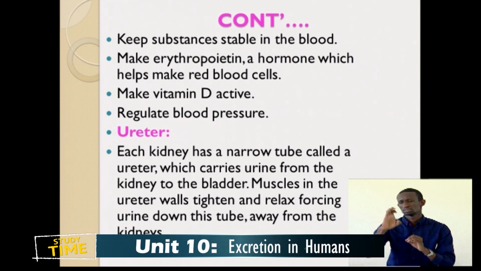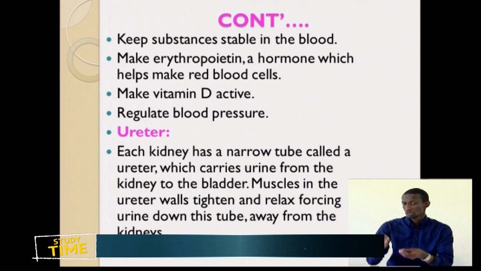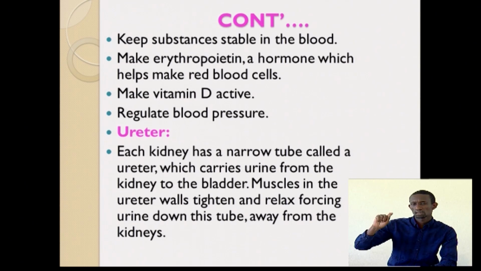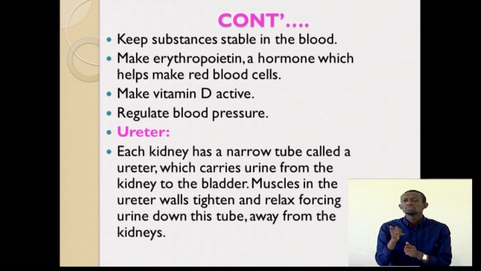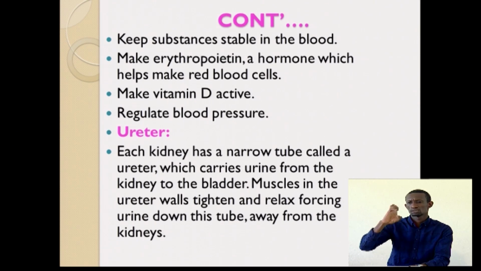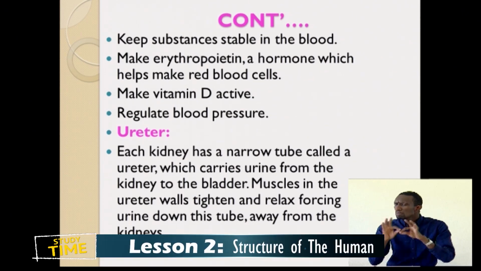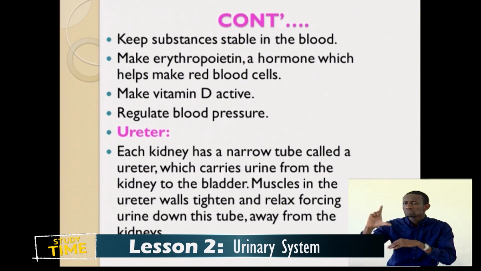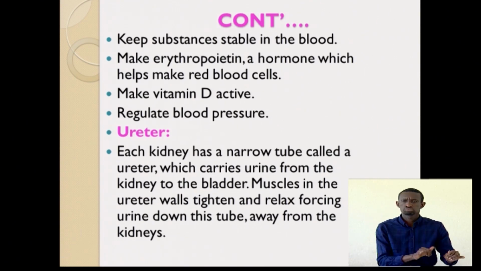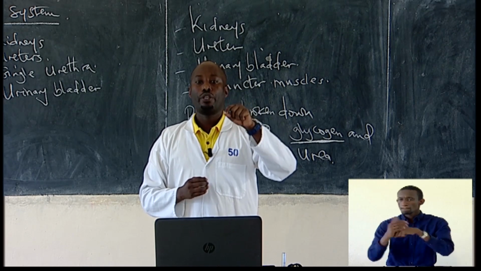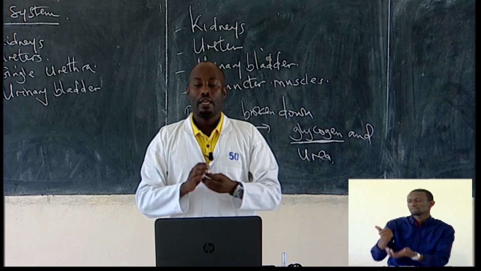Number 3, it makes erythropoietin. That is a hormone which helps make red blood cells. Erythropoietin plays a very big role in making red blood cells. And I know some of you remember the functions of red blood cells. Transport of oxygen is done by red blood cells. So the kidney makes erythropoietin, which is a hormone which helps to make red blood cells.